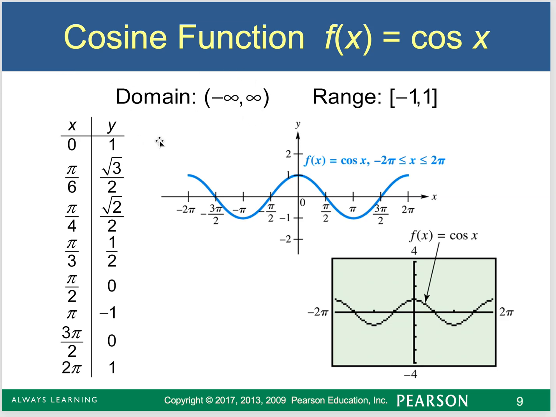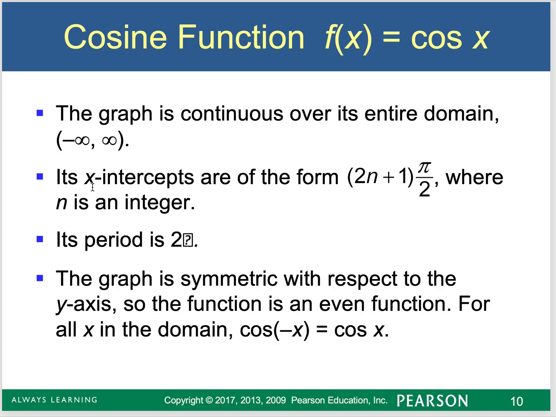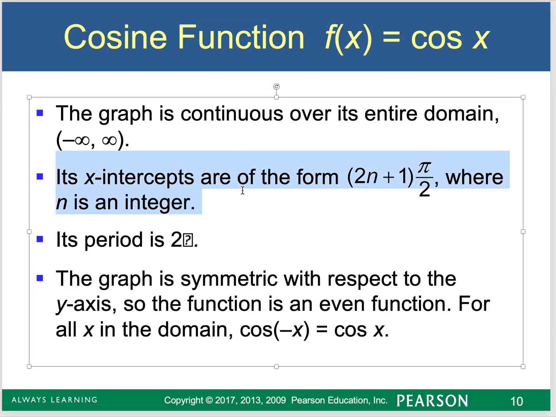Cosine, it's still going to have that continuous domain. It's still going to have the same range. As we talked about, between 0 and 90 degrees, it goes down to 0. And then it goes down to negative 1 at pi, back up, and continues up until it arrives back at 1. So cosine has very similar features, except our x-intercepts aren't multiples of pi.